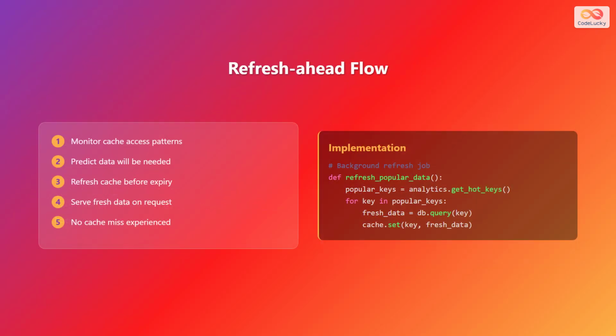In the refresh ahead strategy, the system monitors cache access patterns, predicts which data will be needed, and refreshes the cache before the data expires. This ensures that fresh data is served on request, and no cache miss is experienced. Here is the code sample. A background refresh job called refresh popular data gets the hot keys from analytics and refreshes the data in the database for those keys.